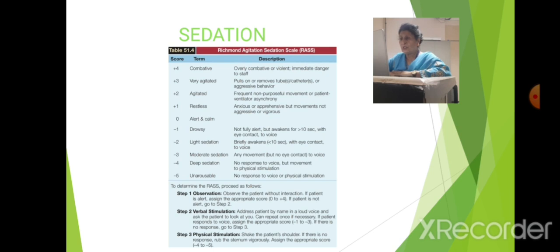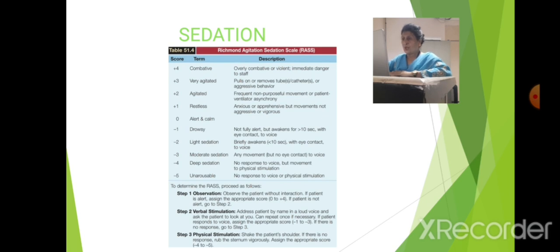frequent non-purposeful movements or patient-ventilator asynchrony. The patient is put on a ventilator and is not permitting it. Sometimes the patient tolerates it well and sometimes wants to remove it, so there is asynchrony. +1 is restless, anxious or apprehensive, but movements are not aggressive or vigorous. Zero is alert and calm: the patient is readily accepting whatever is given to him, is on the ventilator very normally, and is tolerating all the medication, either IV or RT or any other.